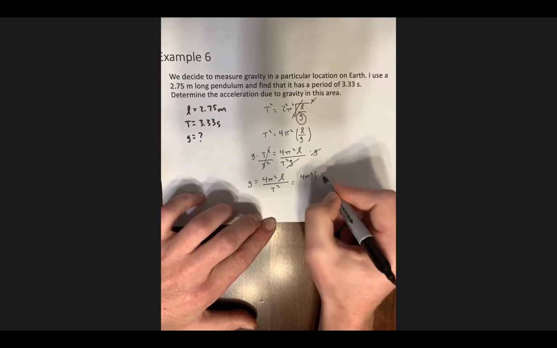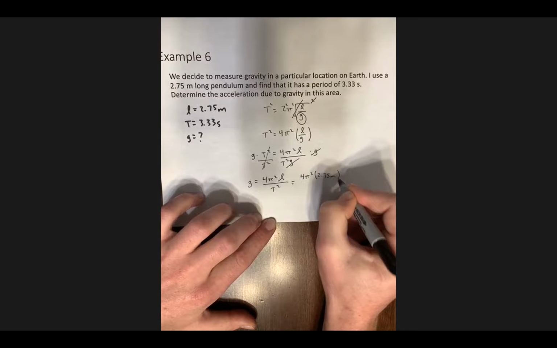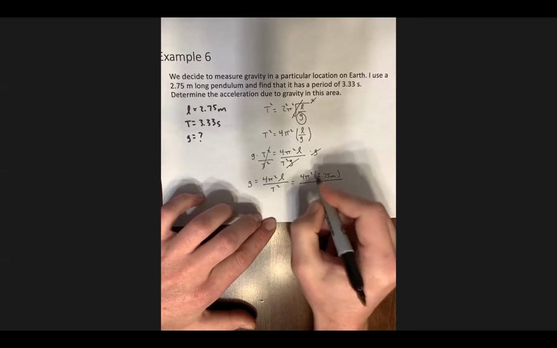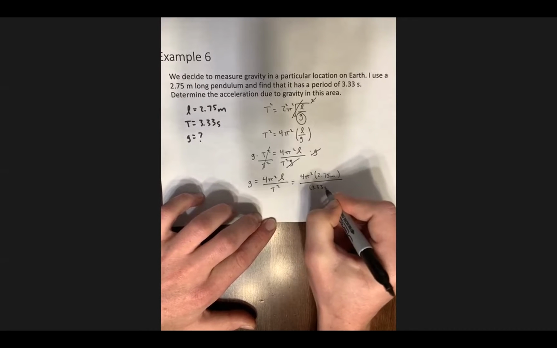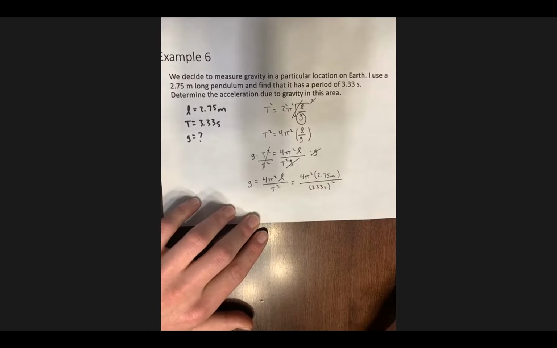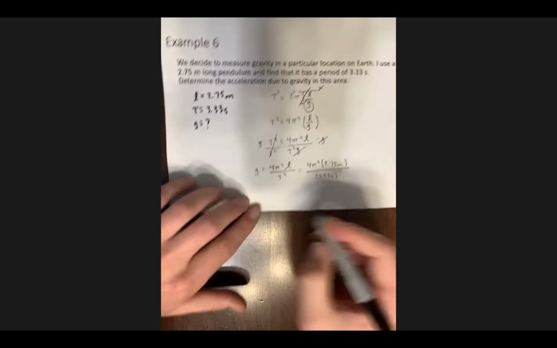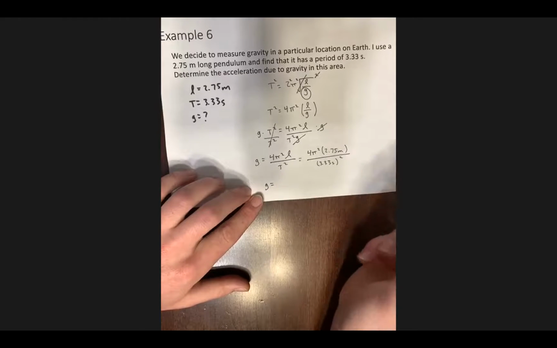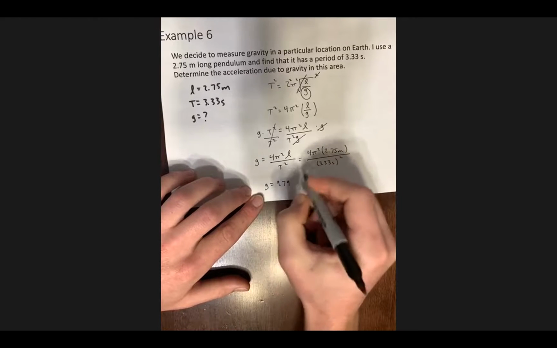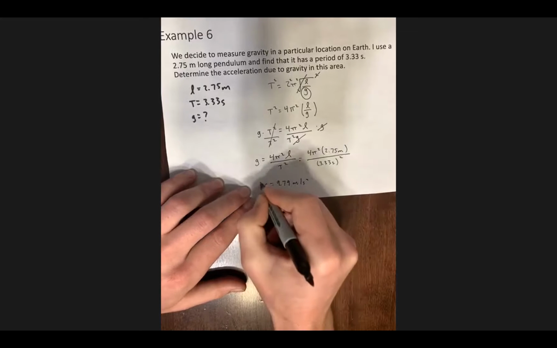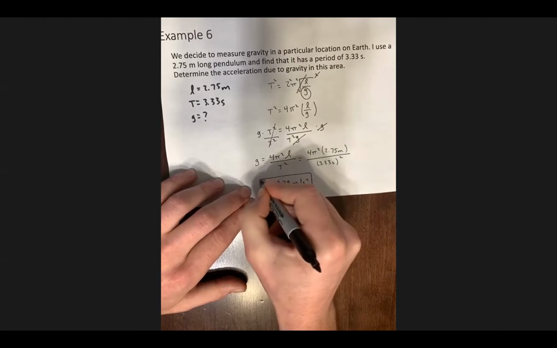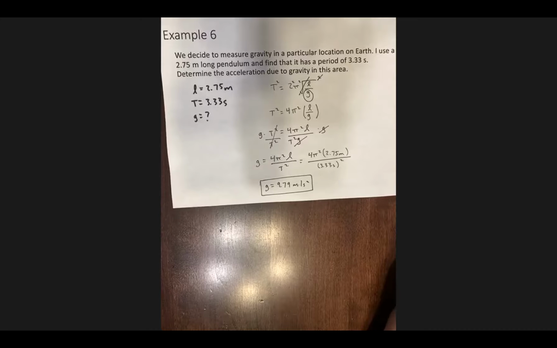4 pi squared, the length is 2.75 meters, divided by the period, 3.33 seconds squared. If you punch that into your calculator, you will get an acceleration due to gravity equal to 9.79 meters per second squared. So a little bit different than the value that we usually use, 9.81 meters per second squared, but it's close, right? And remember, the force of gravity is going to vary based on your proximity from the center of the Earth.